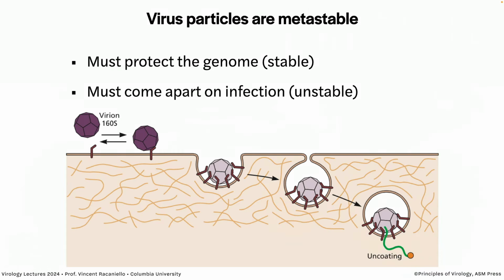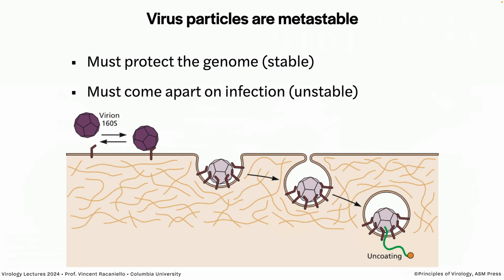Now, a key point here is that virus particles are what we call metastable. All that means is that they have 2 states. They have a stable state where they have to protect the genome as it goes from cell to cell or host to host. But they have to come apart at some point to release the genome, right? They cannot be stable forever. So there have to be some conditions where the stability is lost and the particle comes apart. So that's why we call them metastable.